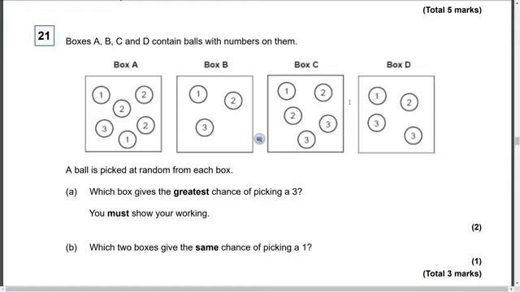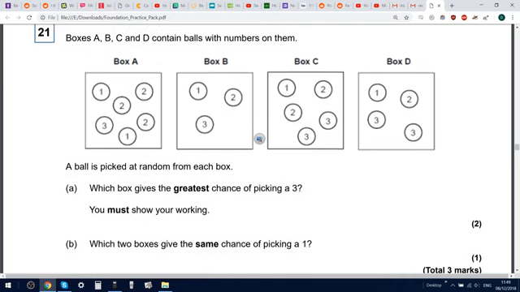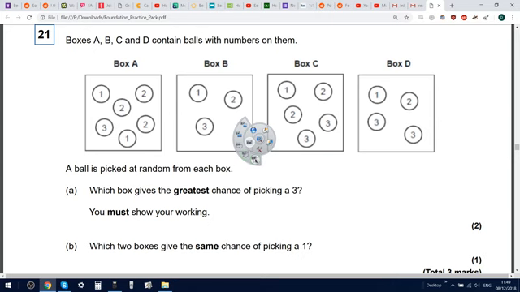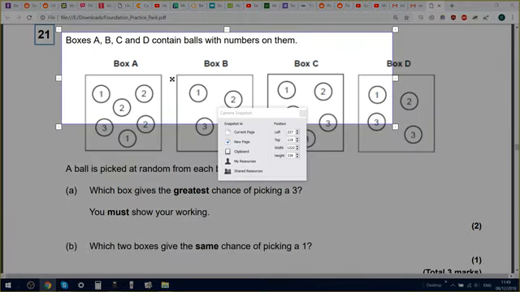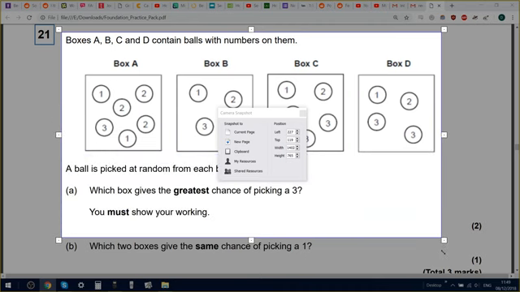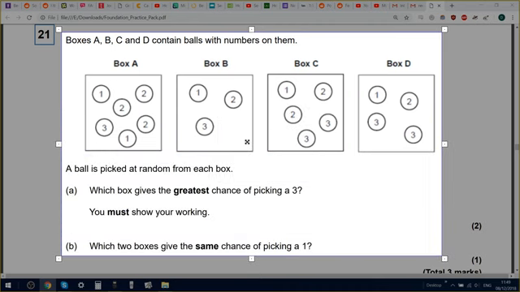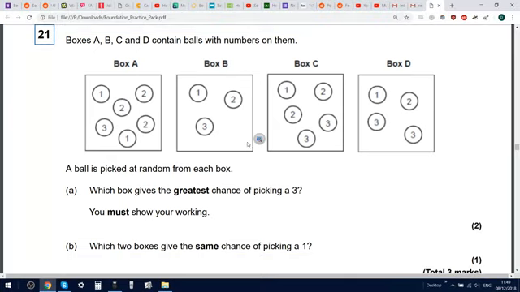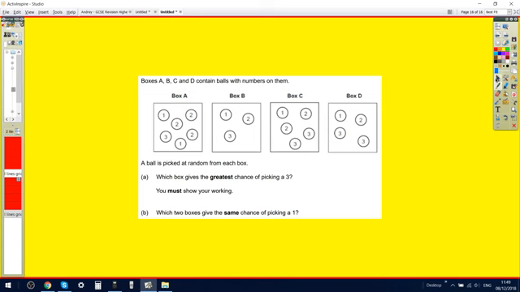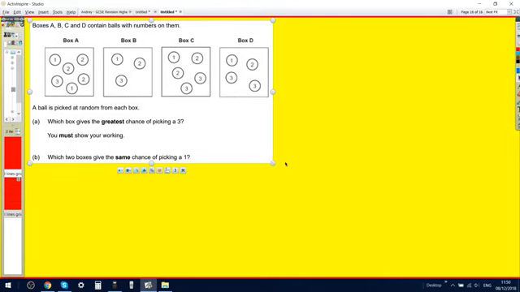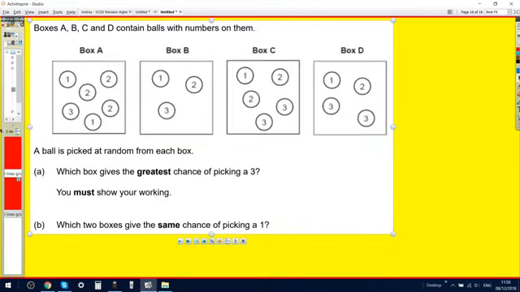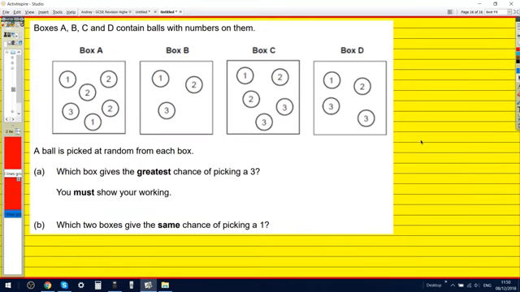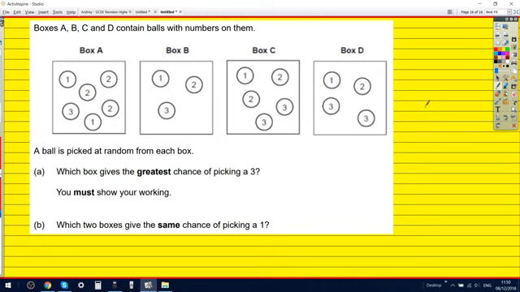Okay, how about this next one? Which has the greatest chance of picking 3? Would it be D? You must show your working. Okay, so is it because it's 2 out of 4, and because there are fewer numbers, there'll be a better chance of getting the same number? For 3, is it? Sorry, box D. Yeah, 2 out of 4.